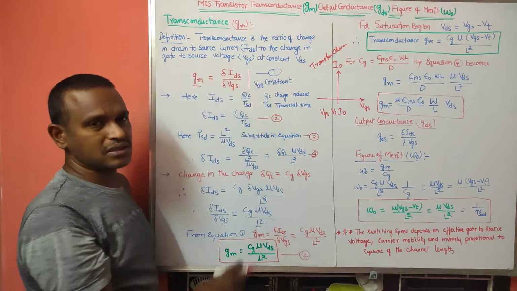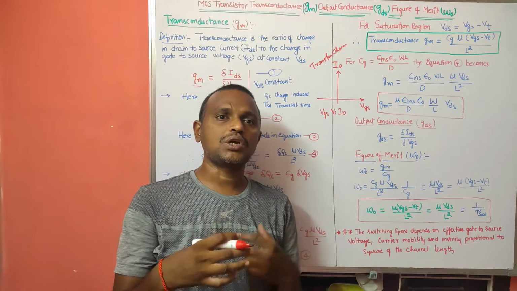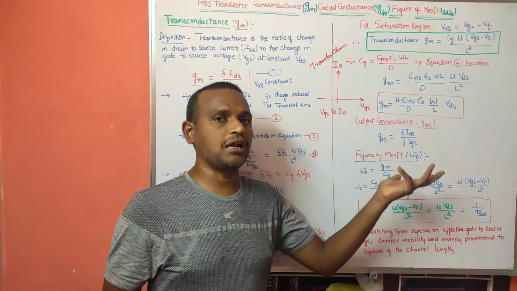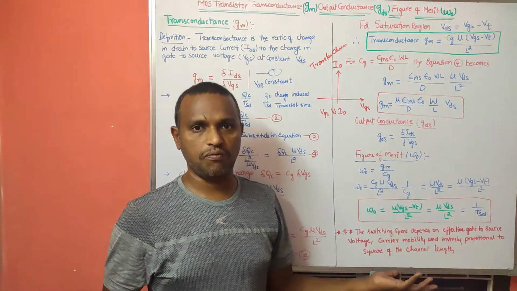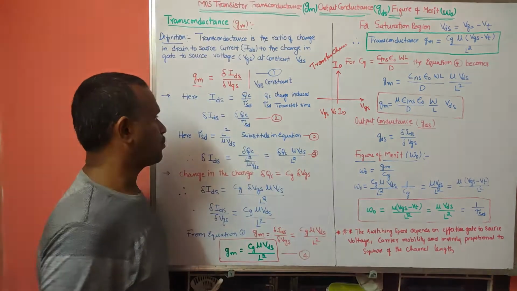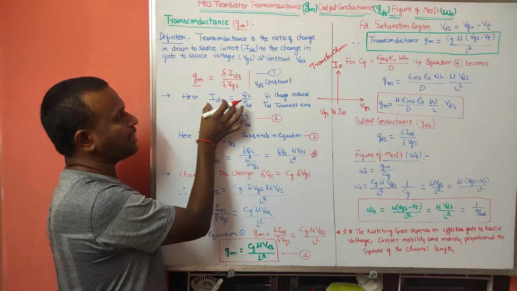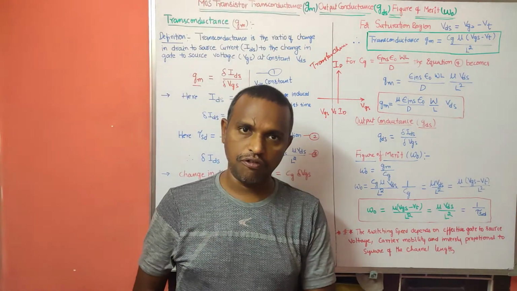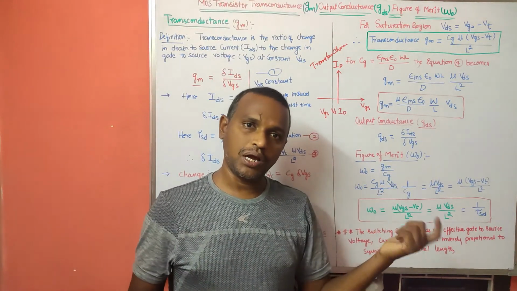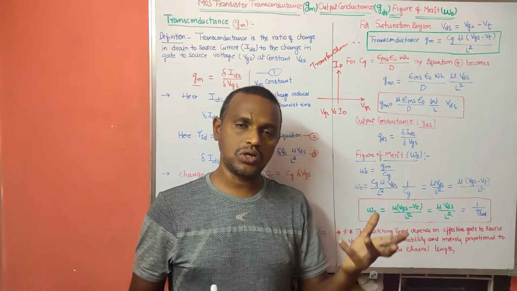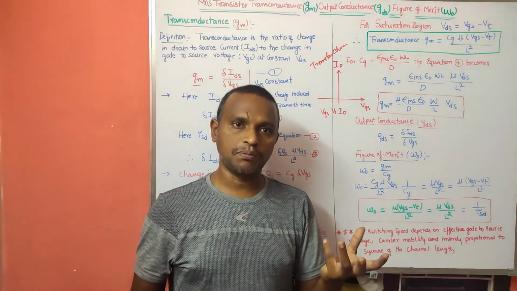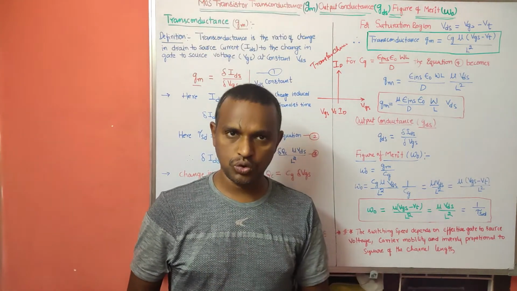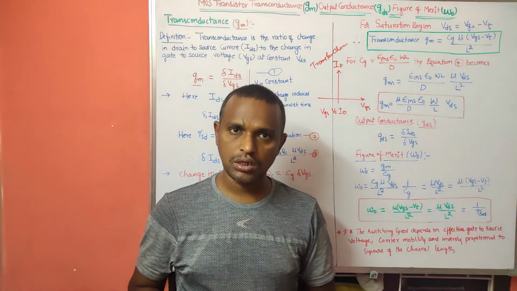Then what is the equation of this Gm in MOS transistors? We have to see that, and after that we calculate the output conductance and the figure of merit. So these three we have to calculate. In the previous discussion, on the basic electrical properties of MOS transistors, we derived IDS for the non-saturation region and the saturation region, where we defined the drain to source current.